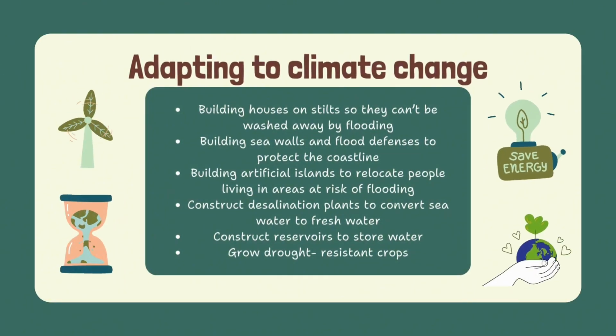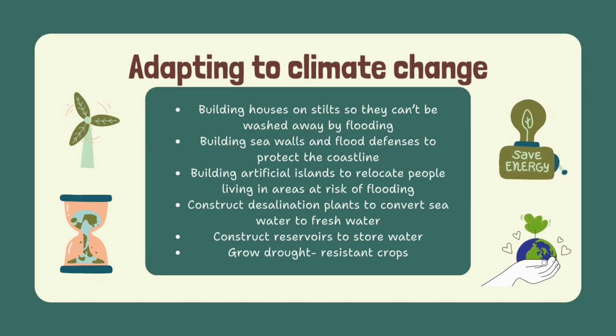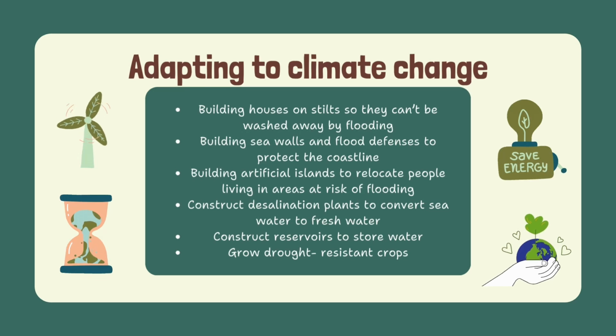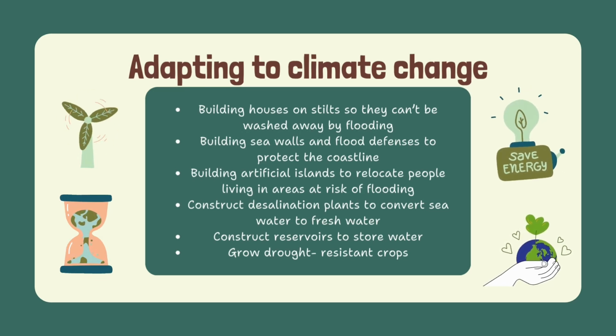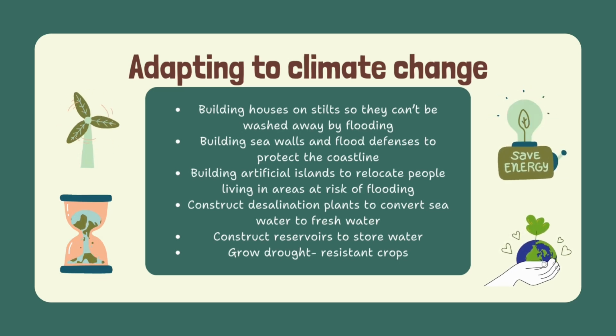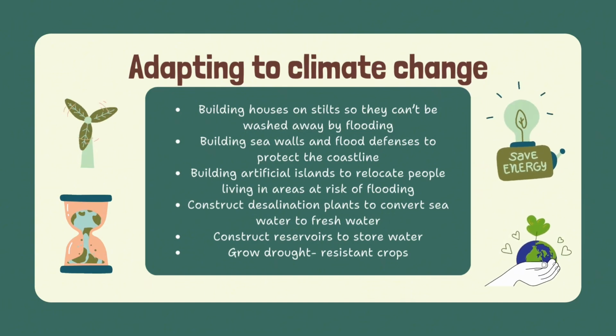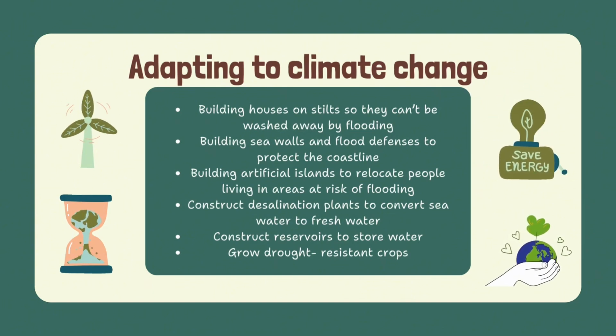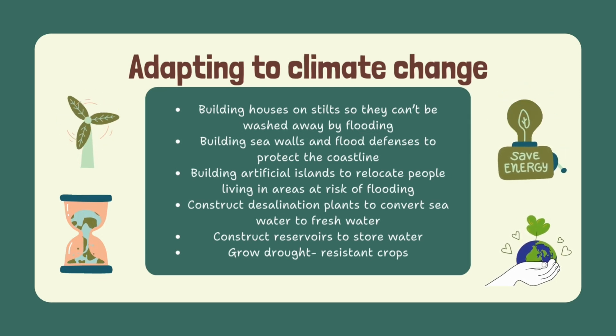What can we do to adapt to climate change? We can build houses on stilts so they aren't destroyed in the event of a flood. We can build seawalls and flood defenses to protect our coastline from rising sea levels and flooding. We can build artificial islands to relocate people living in areas at risk of flooding. We can construct desalination plants to convert seawater into fresh drinking water, although this is very expensive to do. We can construct reservoirs to store water, and we can grow drought-resistant crops, although these will be genetically modified foods.